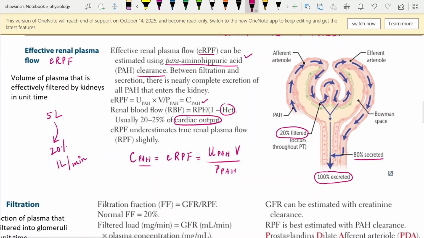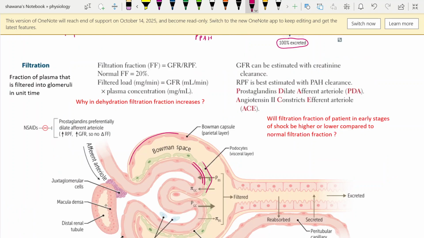Talking about the filtration, and to be more specific, filtration fraction, right? What is filtration fraction? It's the fraction of the plasma that is filtered into the glomerulus in unit time. For example, 120 ml per minute is the normal value for GFR. And the amount of the plasma is 600, because I taught you that 1 liter is coming towards the kidney and 1 liter is 1000 ml. We can write 600 is plasma and 400 are the white blood cells, red blood cells and platelets.